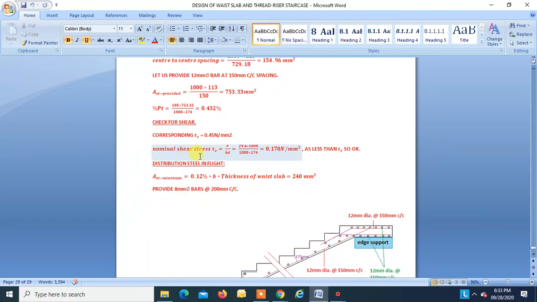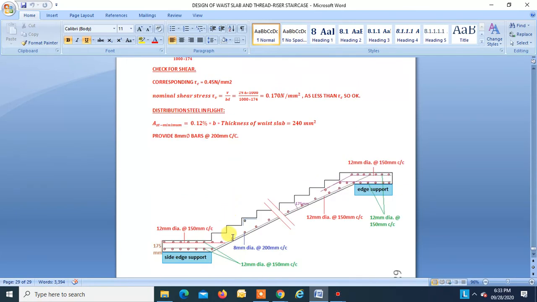Okay, so distribution steel is required in flight. Okay, these round dots are the distribution steel. Required in flight, that is 0.12% of b into D, 240 mm square, provide 8 mm about 200. It should be less than 5d or 450 mm, lesser of these two. Okay, so it is okay. So provide 8 mm dia about 200 mm center to center. This is distribution steel, right?